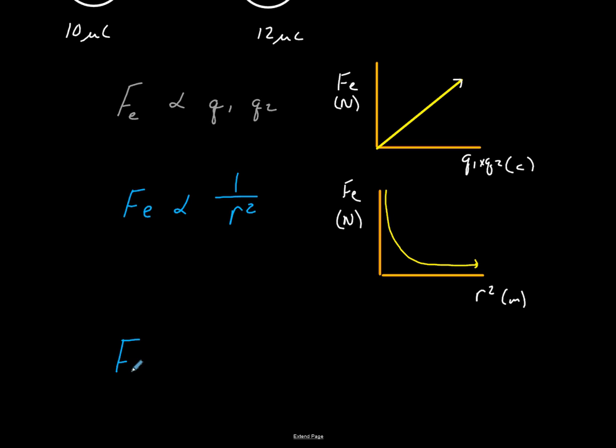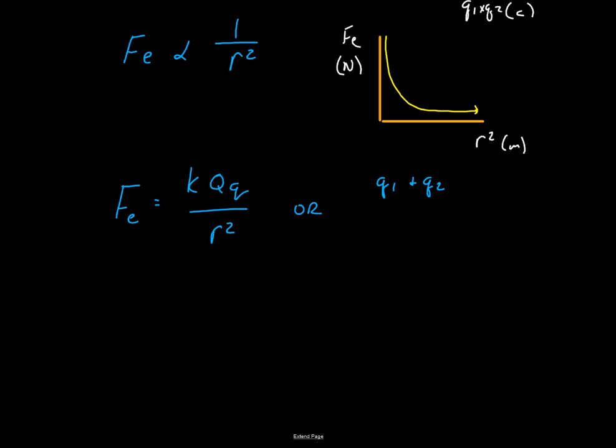The final form then of this law, when you put it all together, looks like this. The electric force between 2 point charges is calculated as F = k Q Q over r squared, or sometimes Q1 and Q2. This k is a constant, and it's Coulomb's constant.